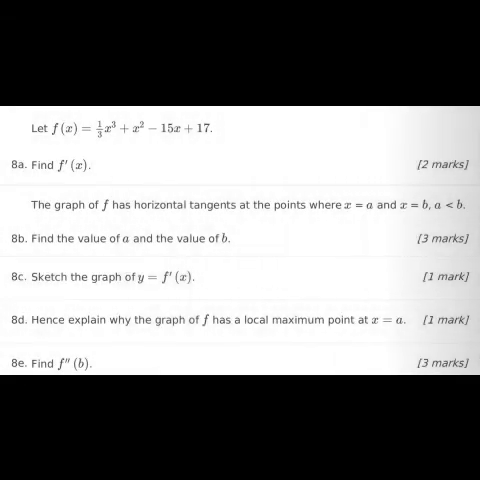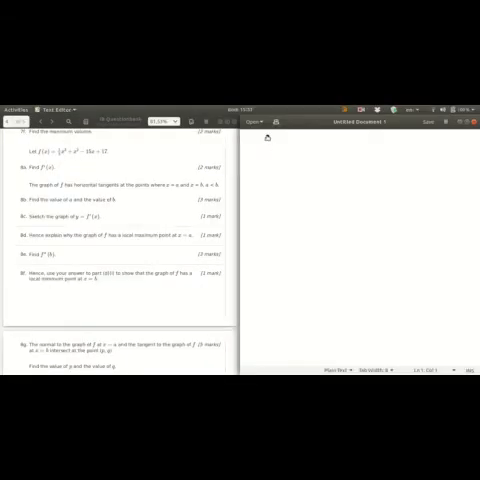Let f of x be equal to 1/3 x cubed plus x squared minus 15x plus 17. Find f prime of x. This is another application of the power rule. Simply bring down the exponent and then subtract it by 1.